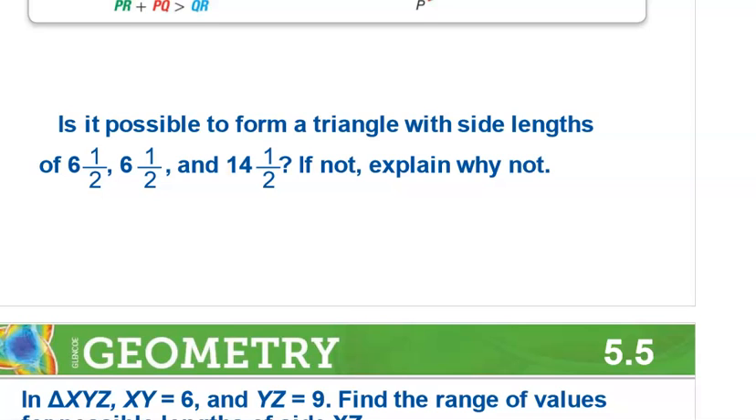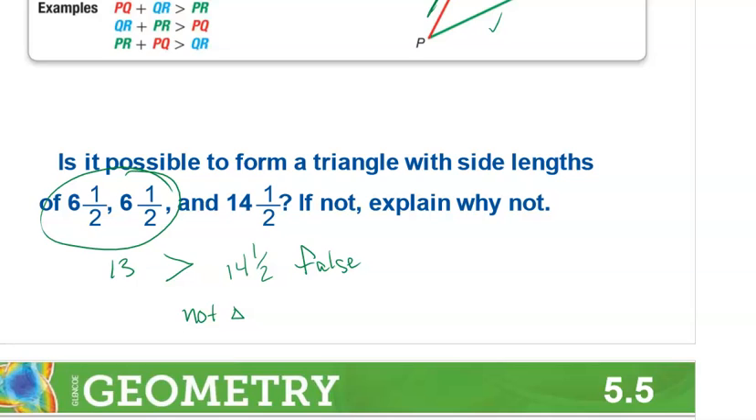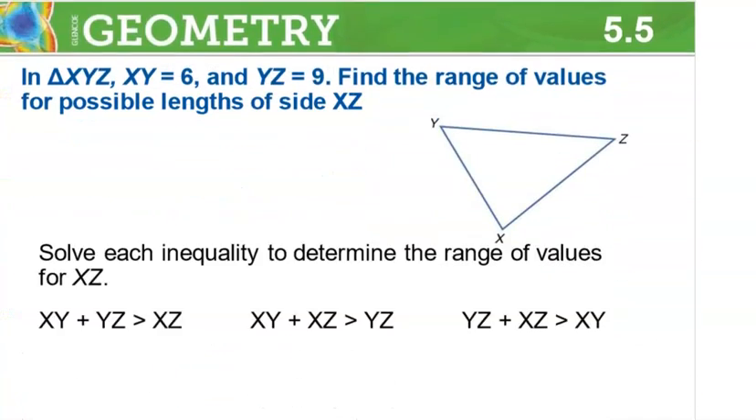If that's true that any two sides have to be bigger than the third, these two added together make 13, and then this is 14 1/2. If this is a triangle, this should be greater than 14 1/2, the third side. So this is false. So no, it won't make a triangle, because the sum of the other two sides is not bigger than the third.